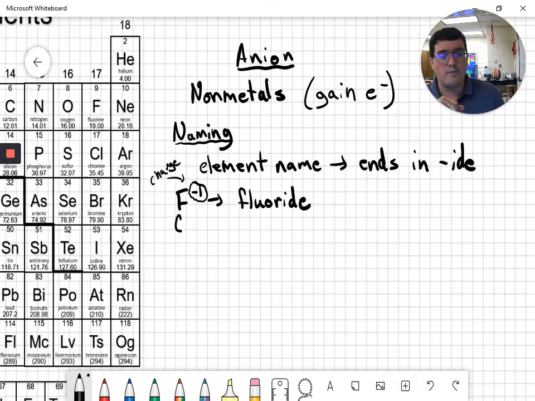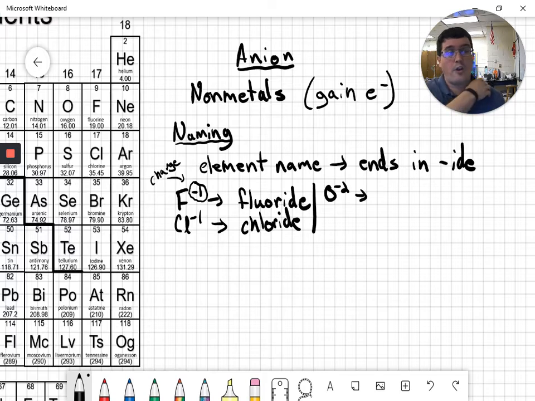Other ones that you may have heard of are like Cl with a -1 charge. It's not chlorine, it's got a negative charge. That is chloride. Another one I know you've heard about is oxygen with a negative charge, O-2. That is not called oxygen. Oxygen sounds dumb, so we call it oxide. Right below that is sulfur. Sulfur with a negative charge is sulfur -2, and that is not called sulfuride, that is called sulfide.